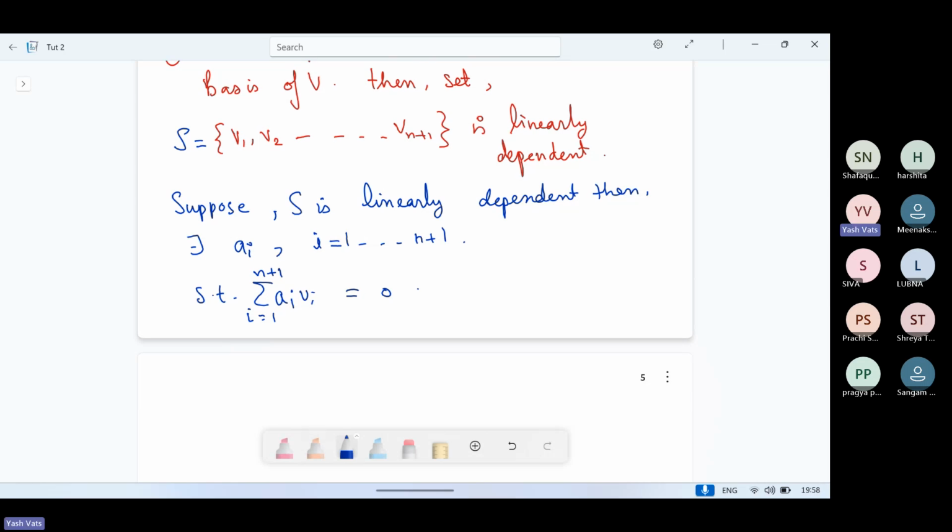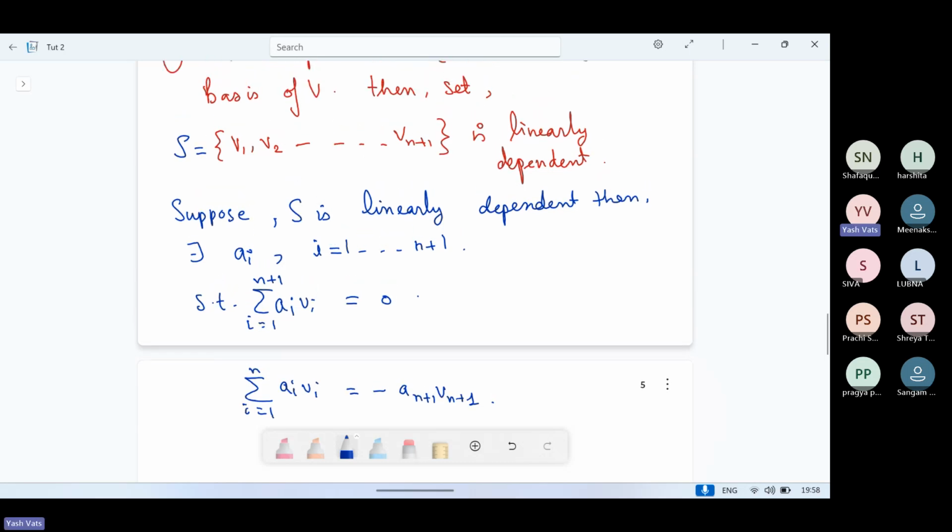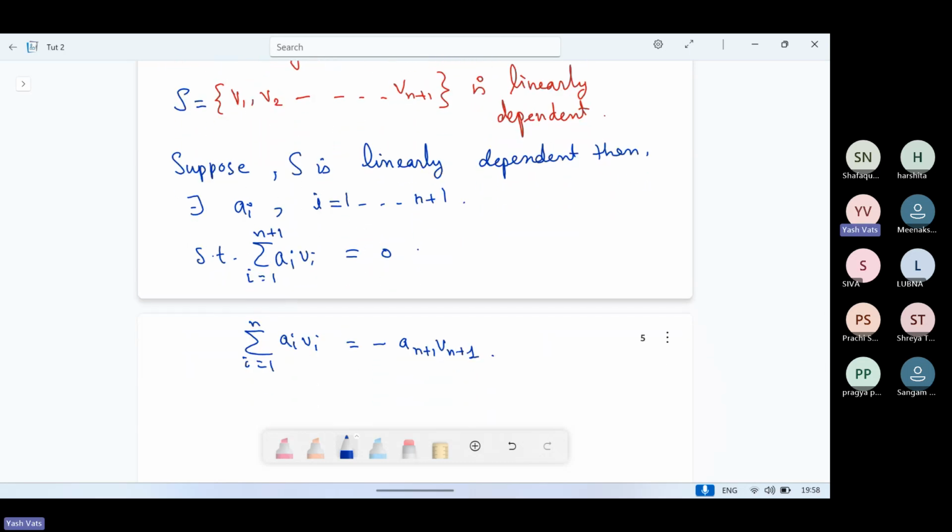Then what is the next step? Because v1, v2, vn are elements of the basis, so there exists something which is 0. So what I would do is try to change it: summation i equal 1 to n of a_i v_i equal to minus a_(n+1) v_(n+1). How will you prove that? Any idea? Just take some time and try to prove it. Just take a couple of minutes.